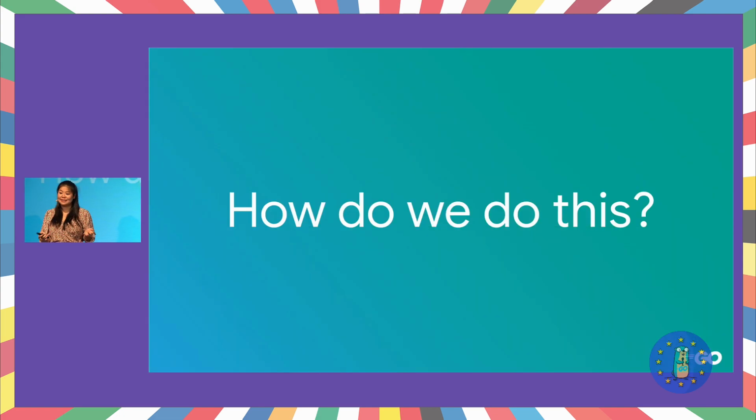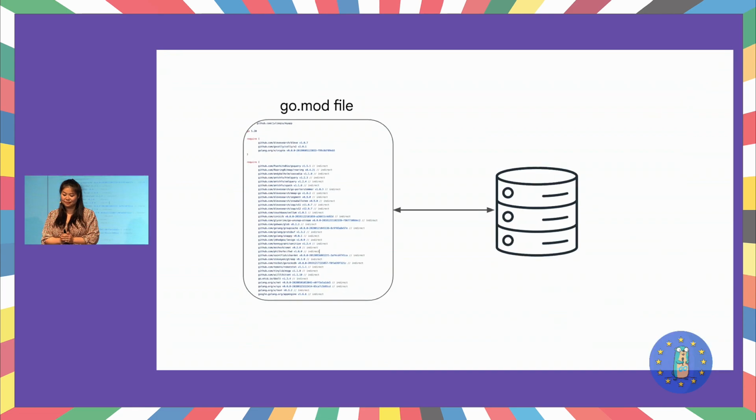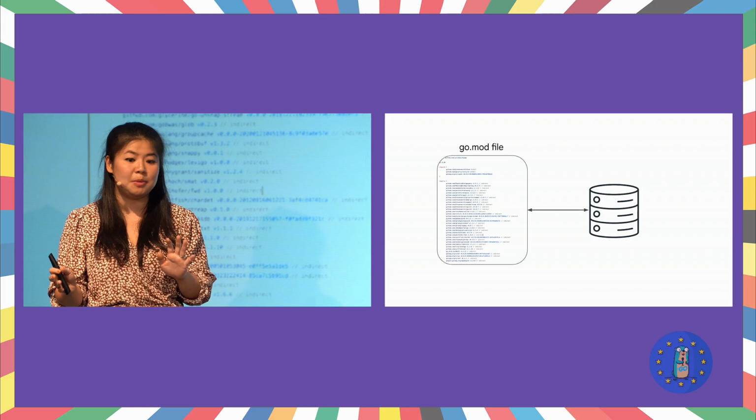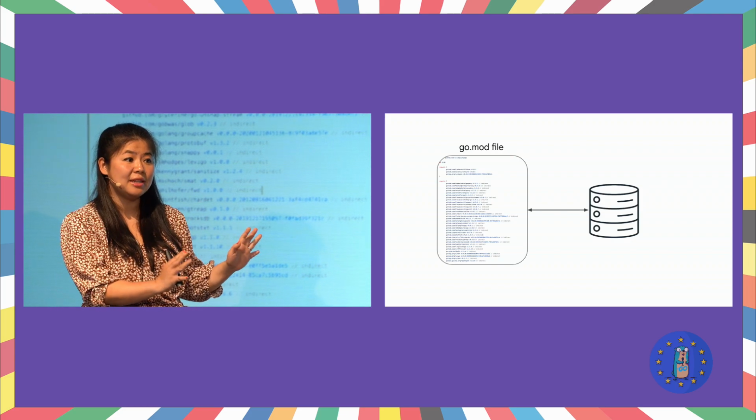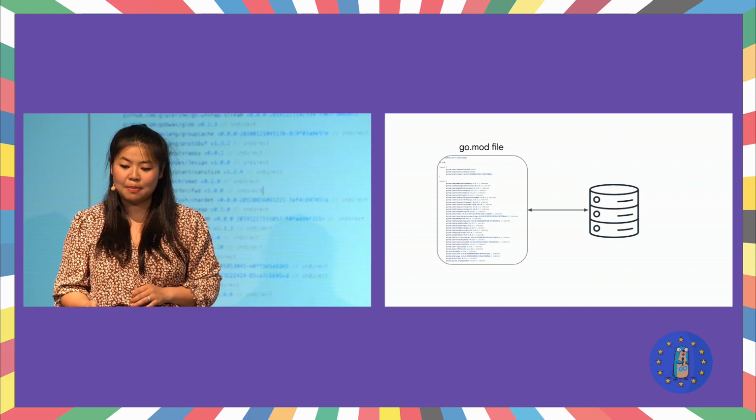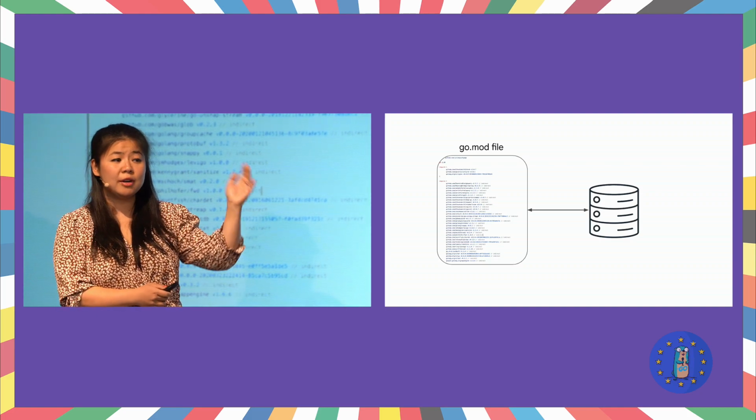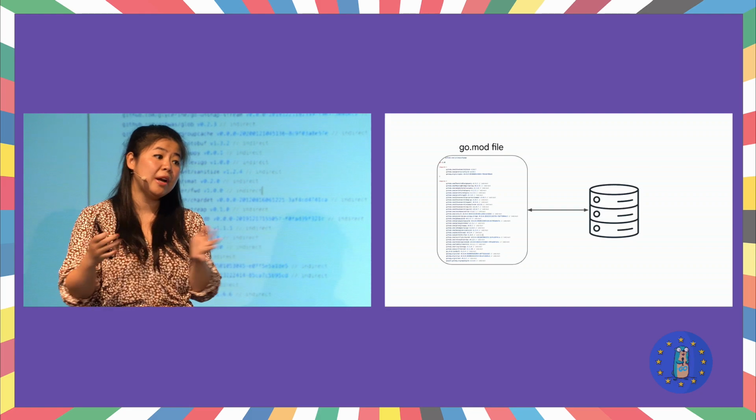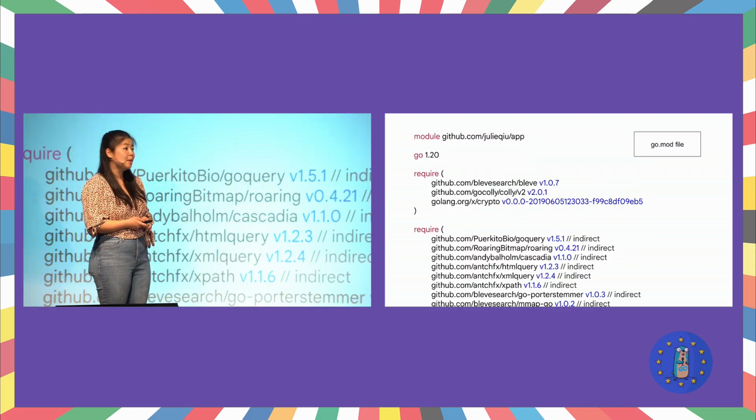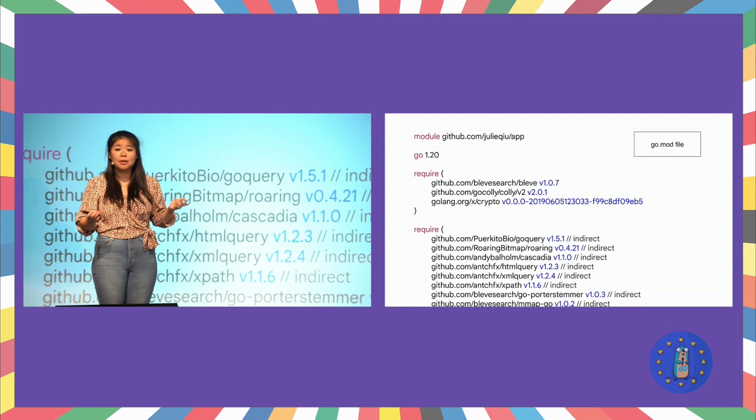So how do we do this? Well, conceptually, a really straightforward way to do this would be to just check for all the dependencies in your project against some sort of database of vulnerabilities. And we can do that by taking our go.mod file, parsing out our dependencies, and then comparing to some sort of database of vulnerabilities.